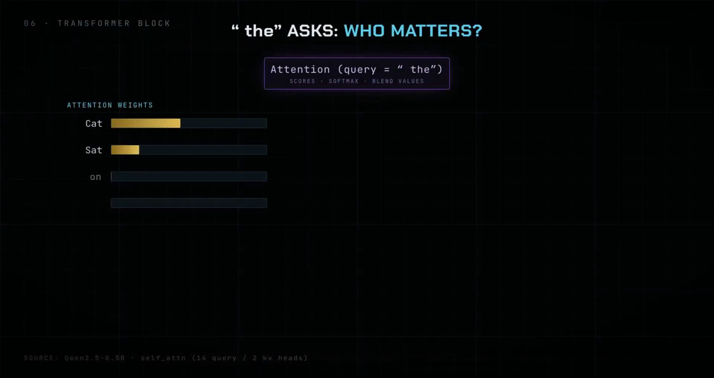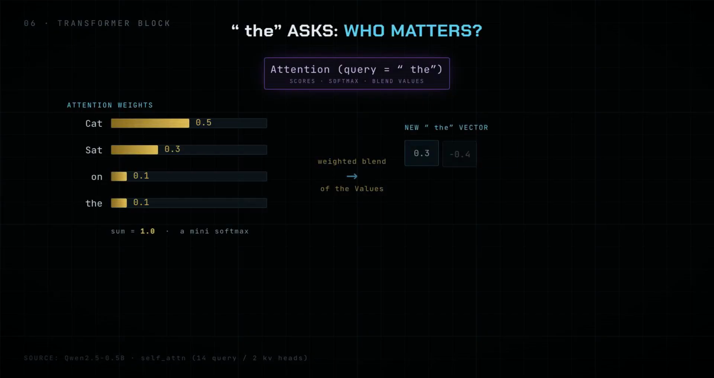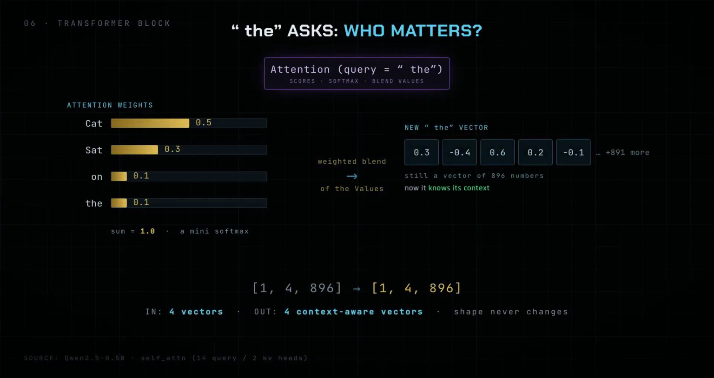Here it is in miniature. The scores each word: cat 0.5, sat 0.3, on and the a little each. Those weights blend the values together into one new context-aware vector for "the". Shape never changes.